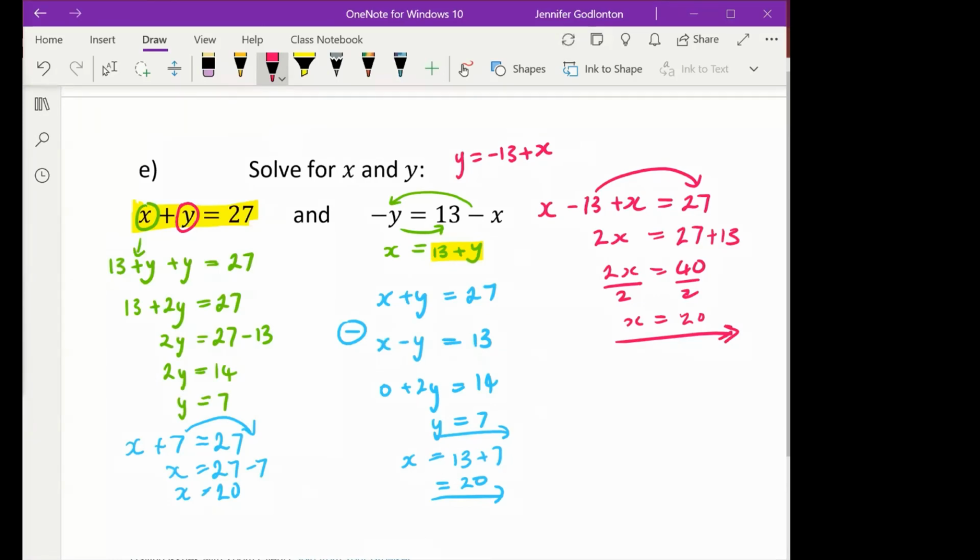Ma'am, I'm asking, on the elimination method, is there a possibility that there could be a positive sign instead of a negative sign, or is it always a negative sign? No, you could have a positive sign, but if you had a positive sign, then I would have landed up with 2x and my y's would have cancelled and I would have landed up with 40. So it just depends on it. The different sign is going to create something different.